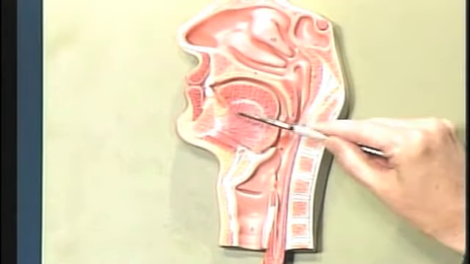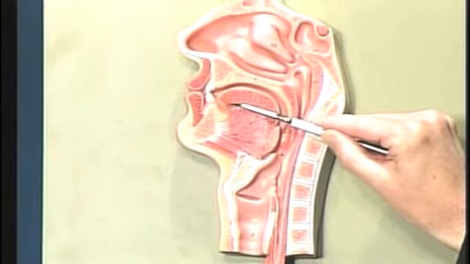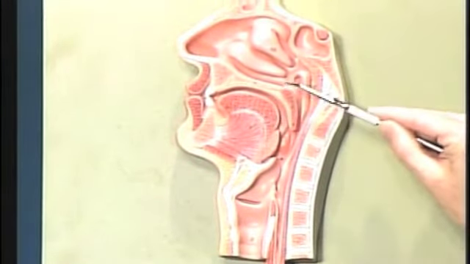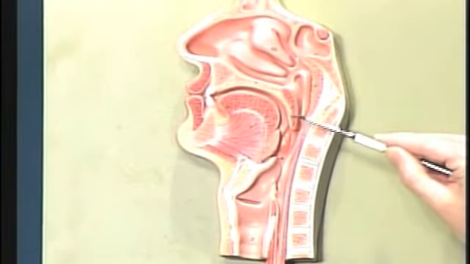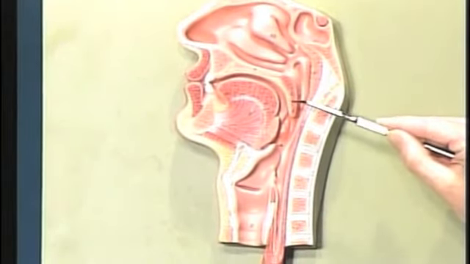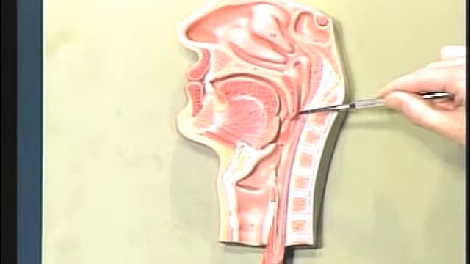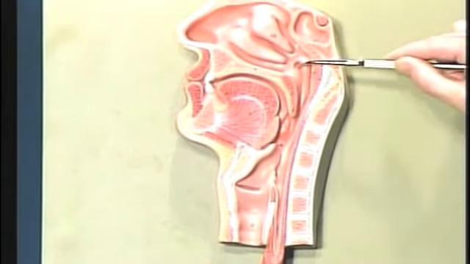The tongue, right here, is a very powerful muscle that manipulates the food as we chew. Here is the uvula. The uvula is a structure that extends from the soft palate, and it elevates when we swallow, thus preventing food from going back up into the nasal passages.